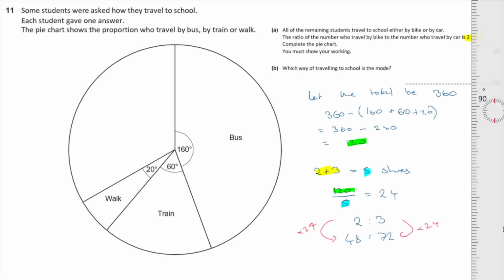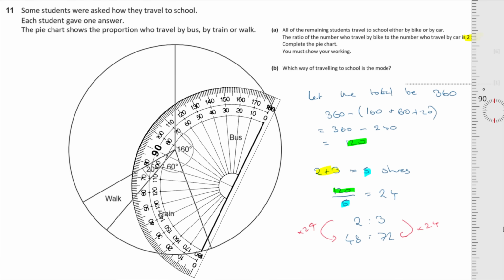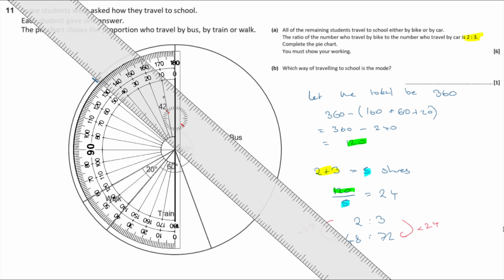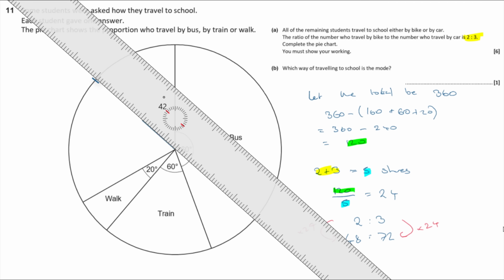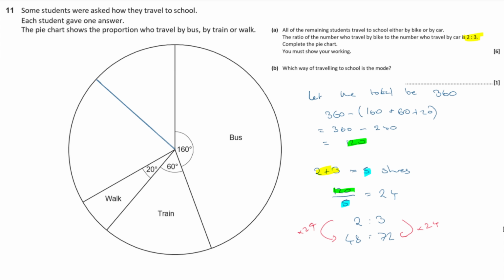So what you want to do is put your protractor over that line at the top. I'm probably going to measure the 48 degree angle. So I'm going to line up my protractor with the vertical line, making sure the center of the protractor is in the center of my pie chart. And I'm going to count around to 48 and make a mark. And then removing the protractor, I can just join that mark up with my ruler. And then I've got my 48 degree angle, and it should at the same time just draw me the other part, the 72 degree angle as well.